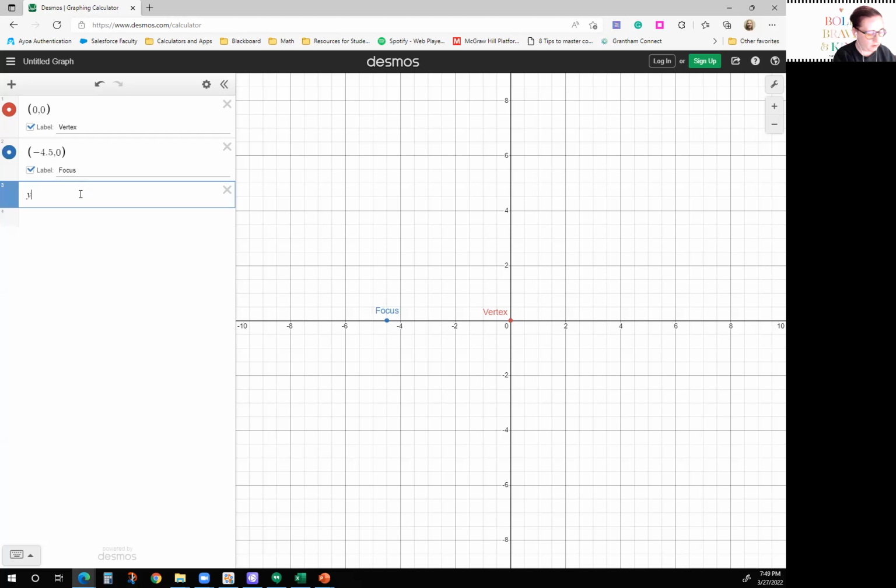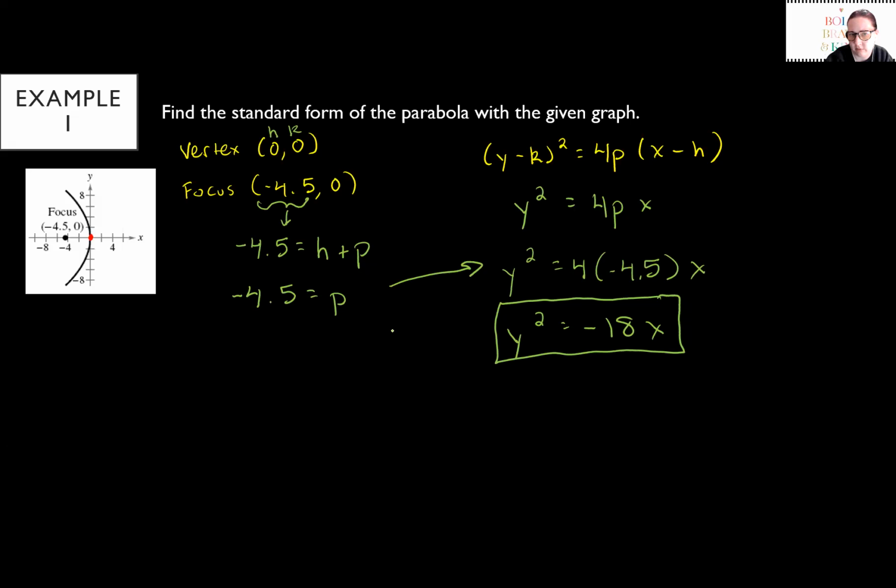And then I can just type in our formula, y squared equals negative 18x. So you can see that it is going through the vertex and it's opening in the correct direction for our focus. So it looks good. We don't have any more points to double check it, but it does look the same as this graph that we have here. So looks correct. So I would use that as a check.